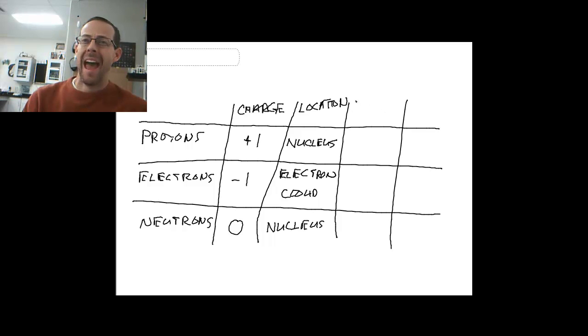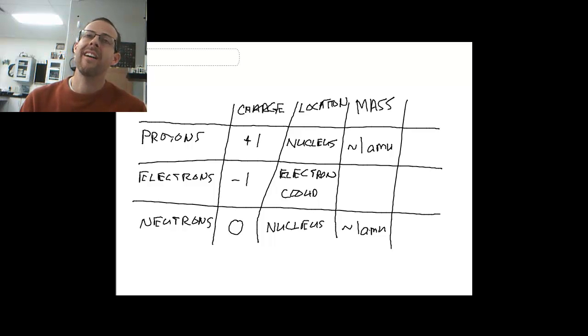Alright, so the next thing after charge and location is mass. And for this we're just going to do approximates. So protons are approximately, that little squiggle just means approximately, 1 atomic mass unit, or 1 AMU. Same thing with neutrons. They are about 1 AMU. Neutrons are just a tad heavier than protons. But on a test question, just know they're about the same, and they both weigh about 1 AMU. They are about 1,600 times heavier than an electron.